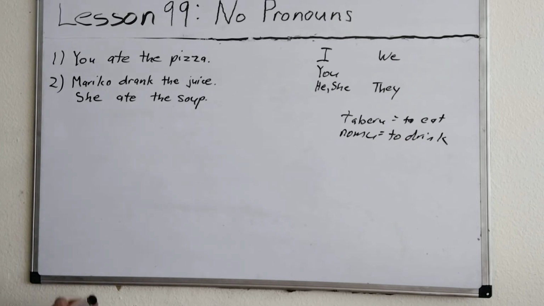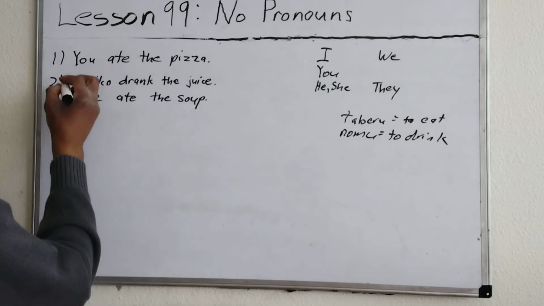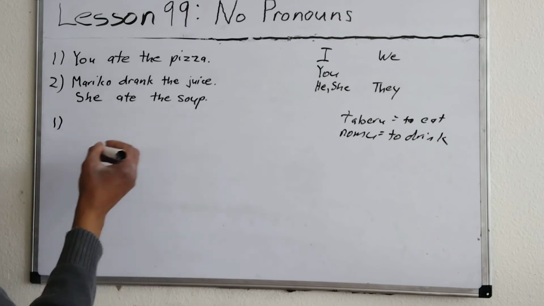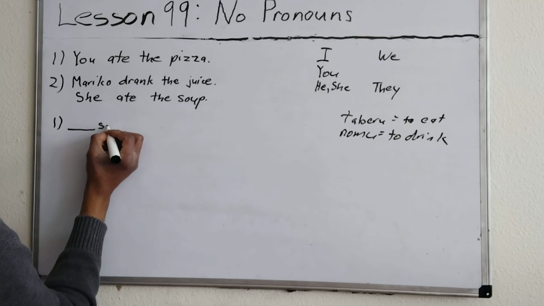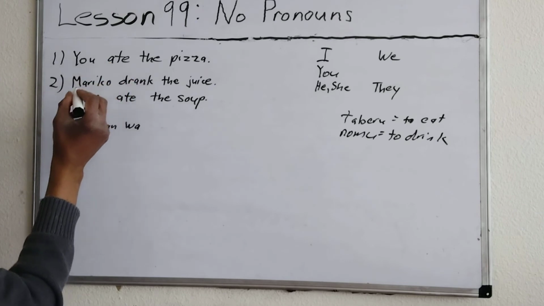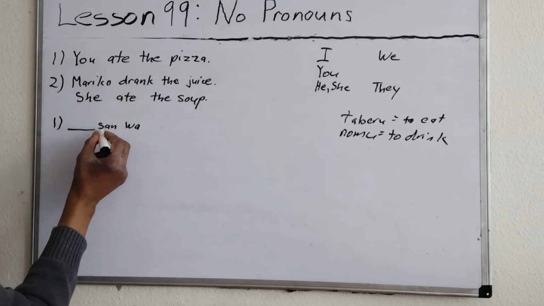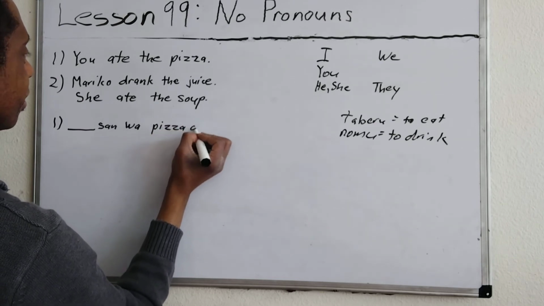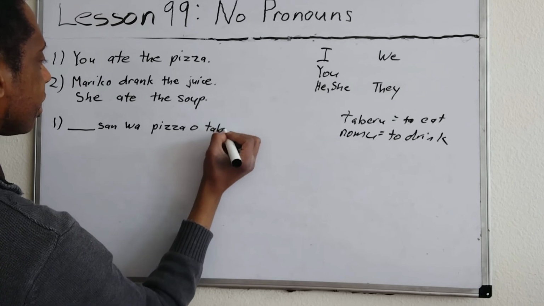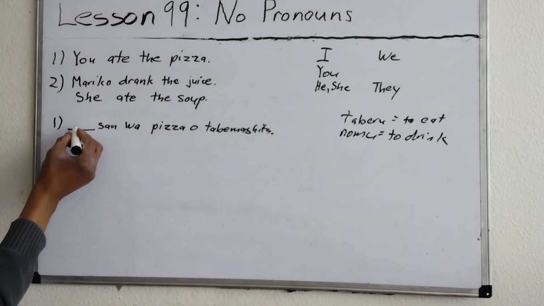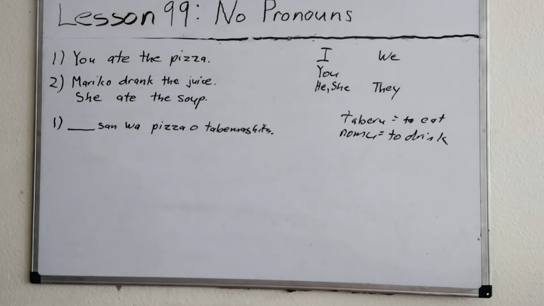Okay, ready? Let's go over it. First one. You ate the pizza. Remember, we don't like you. It's rather impolite. So, we would say your name. Not sure what your name is, but we'd say your name, san, wa, or whoever we're talking to. You ate the pizza. His or her name, san wa pizza o tabemashita. Okay? Person's name san wa pizza o tabemashita.